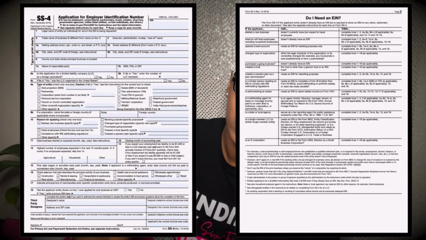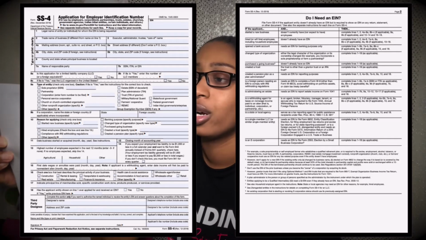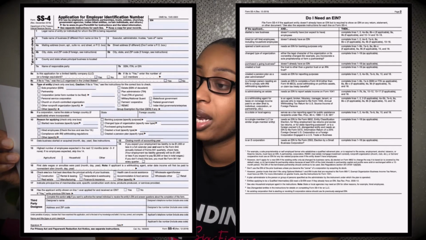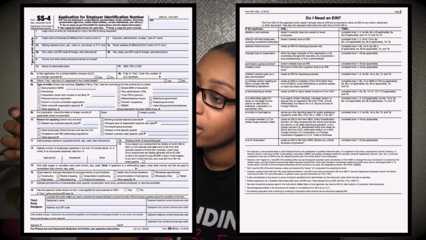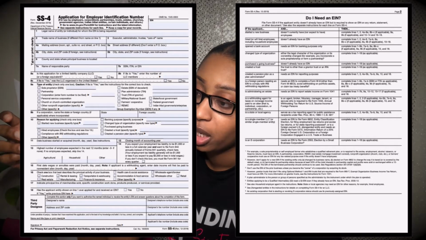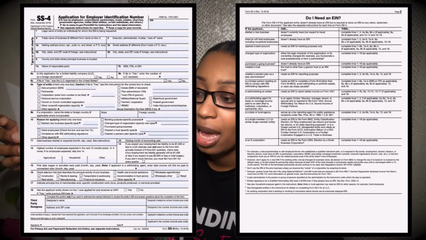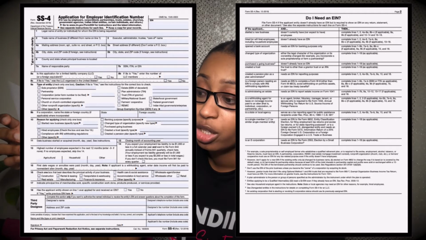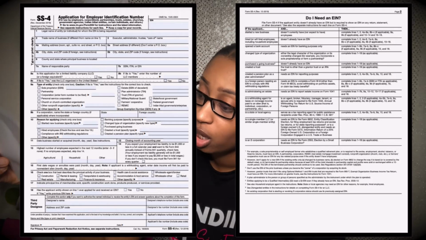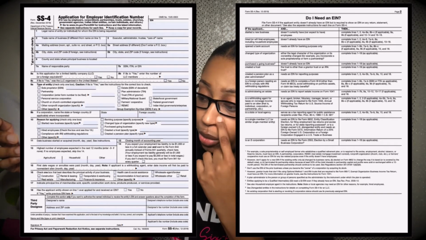So you may be wondering what the application looks like. It's just a one-page application. It comes with 2 pages, but the actual application is only 1 page long. Basically on this paper, it's asking for legal name of entity, trade name of business, street address, city, county, state, social security number or EIN, type of entity: sole proprietorship, partnership, corporation, personal service corporation, church or church controlled organizations, state, foreign country, reason for applying.